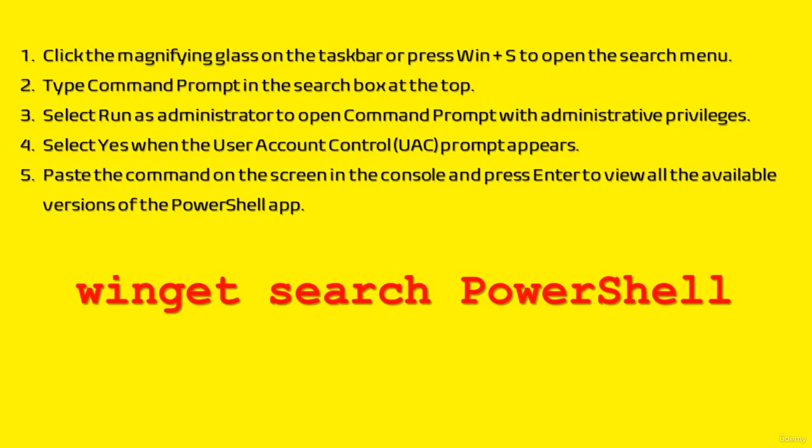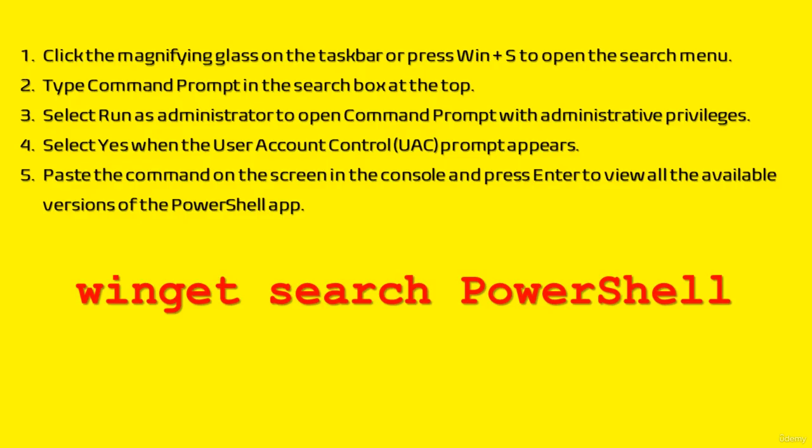Click the magnifying glass on the taskbar, or just press Win+S to open the search menu. Type Command Prompt in the search box at the top. Select Run as Administrator to open Command Prompt with administrative privileges. Select Yes when the User Account Control UAC prompt appears. Then you can copy and paste the command that I'm giving you here. You see it on the screen in the console.